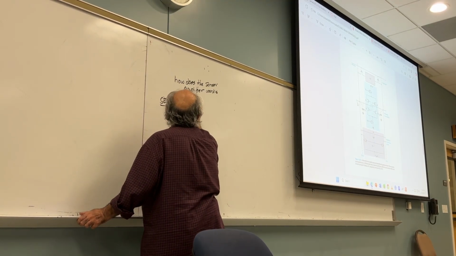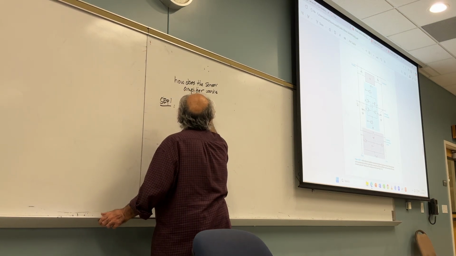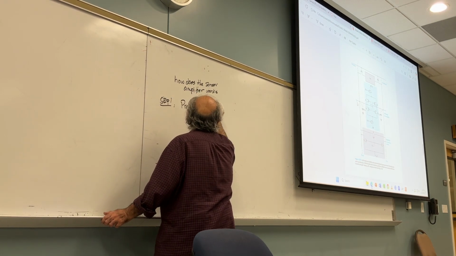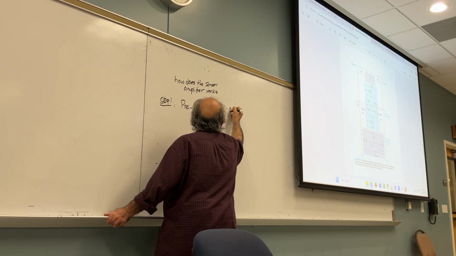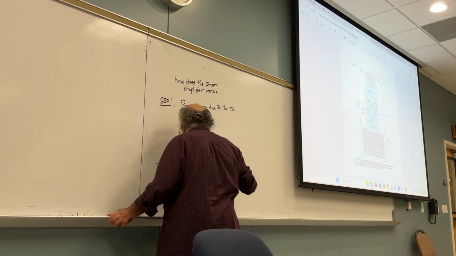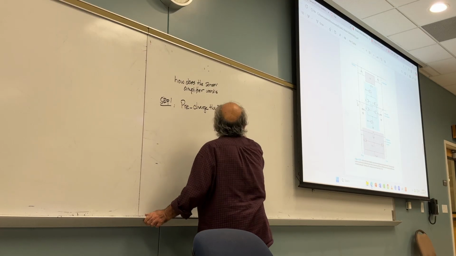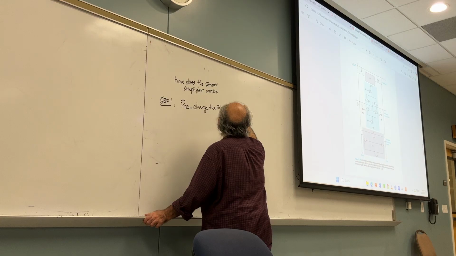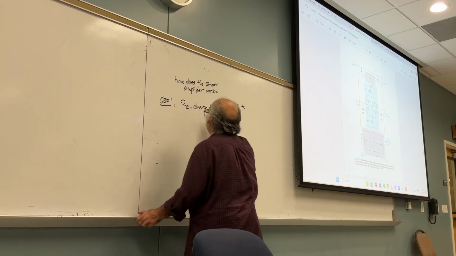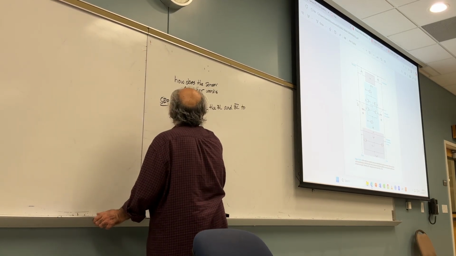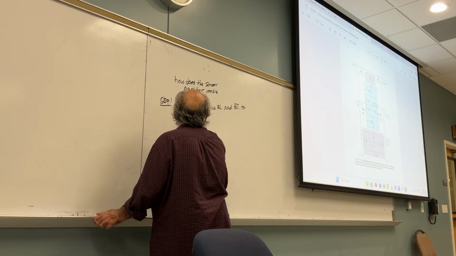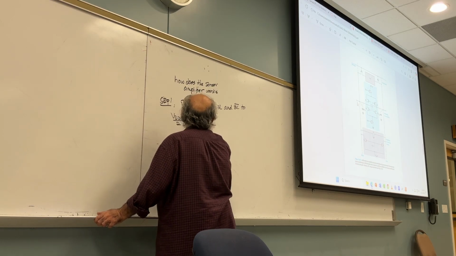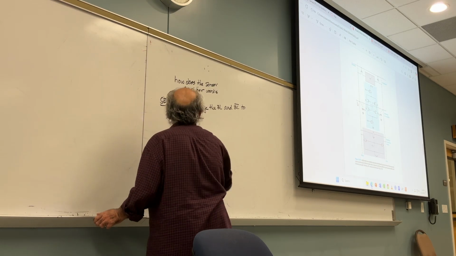Recharge the bitline to bitline. Bitline and bitline bar to what? VDD over 2 to what? VDD in that region.